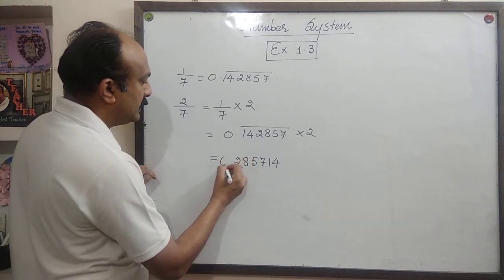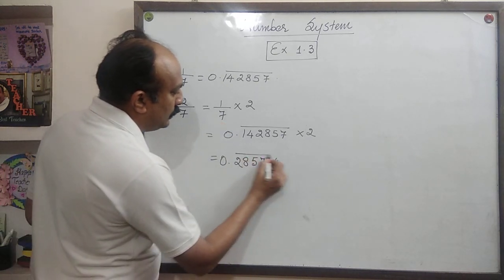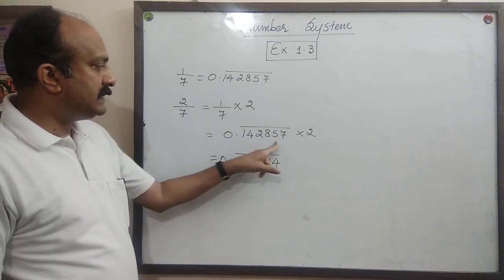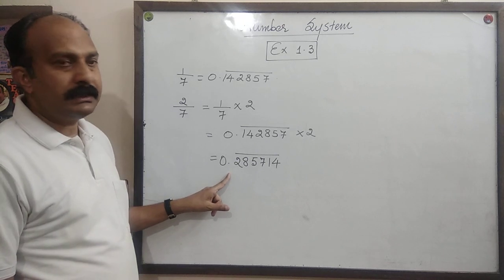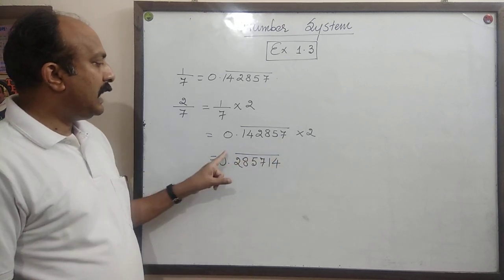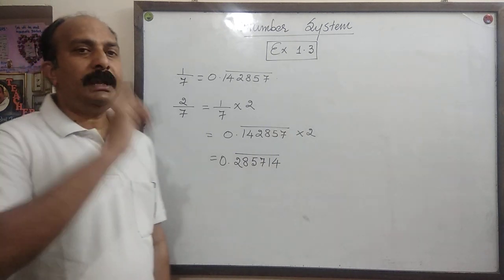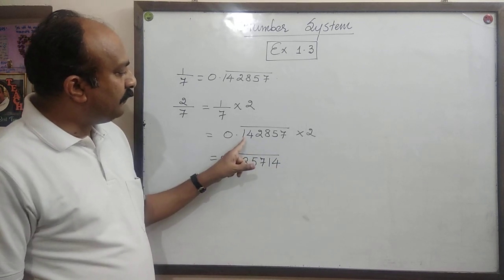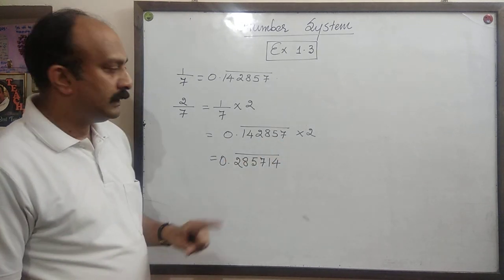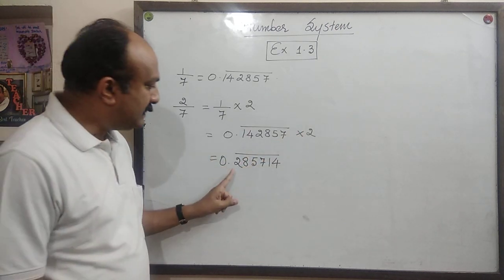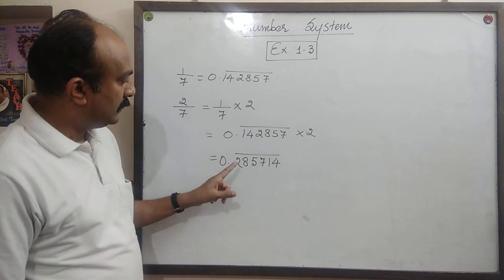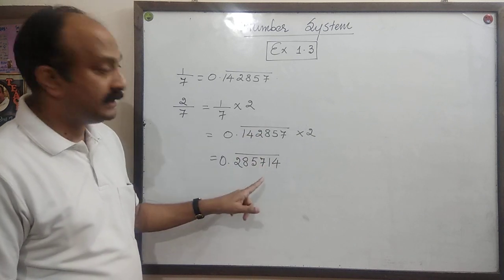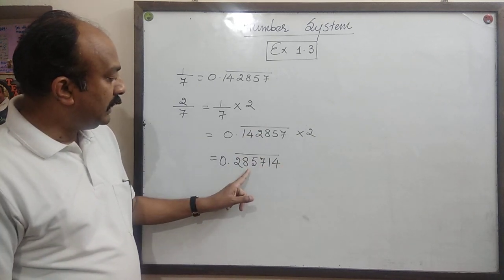The answer is 0.285714 bar. Simply multiply this number by 2, you will get this, and then put a bar. The very interesting thing is to look at the digits above and below. This is 142857. This is the same digits but in a different order, 285714. The same digits. See, 142857.